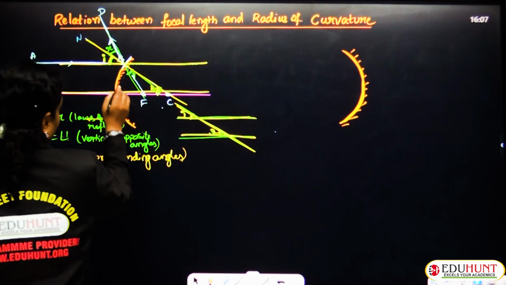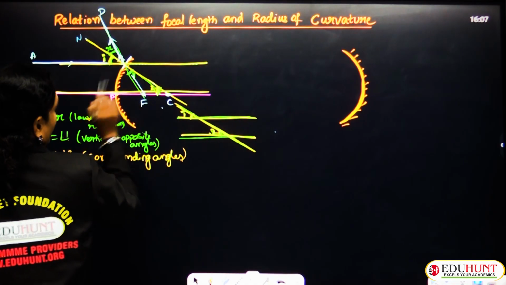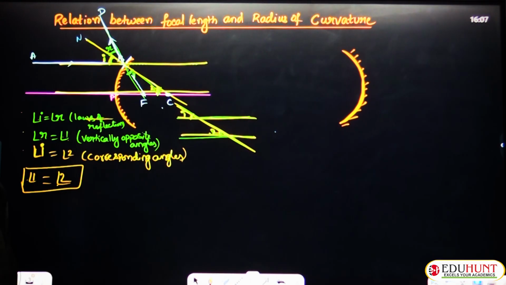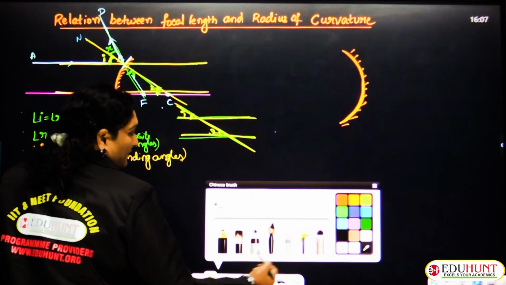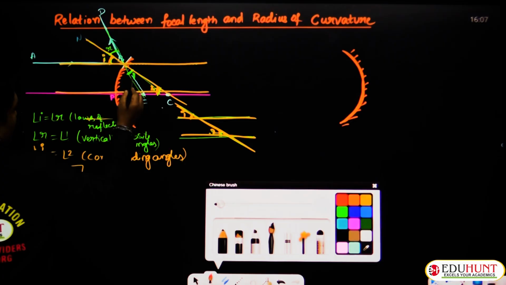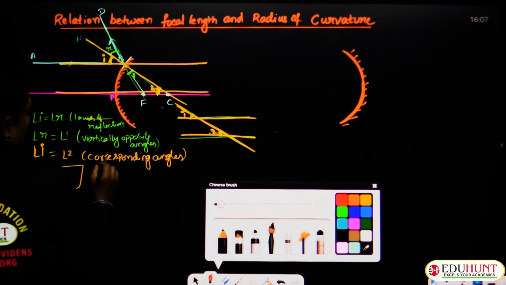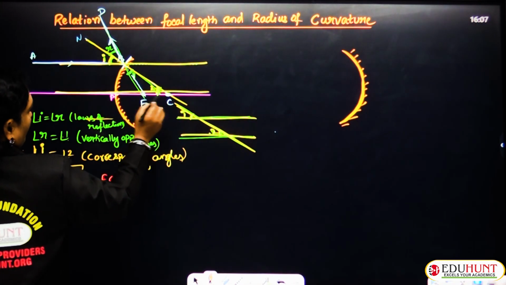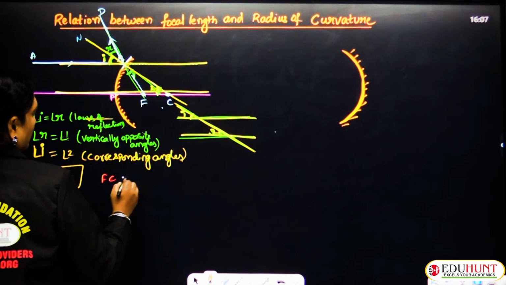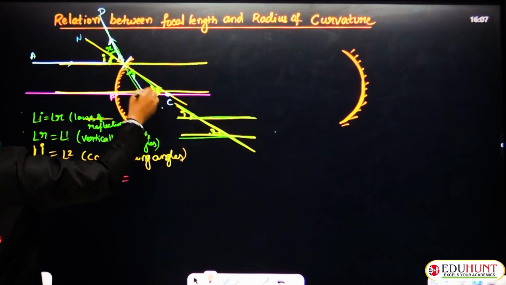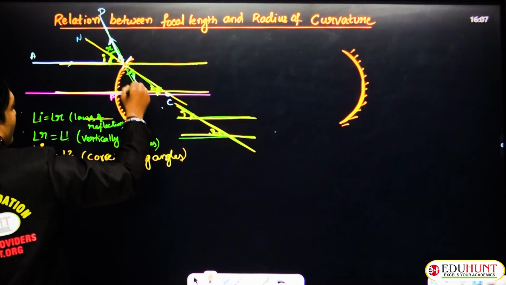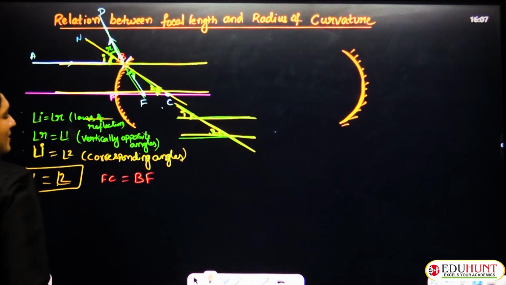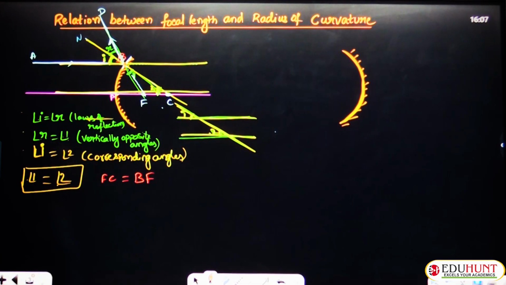Whenever in a triangle two angles are equal, then the opposite sides must also be equal. So, observing the opposite sides, the opposite side of angle 1 is FC, and it must be equal to the opposite side of angle 2, which is from here to here, this is B and here it is F, BF. So FC is equal to BF.